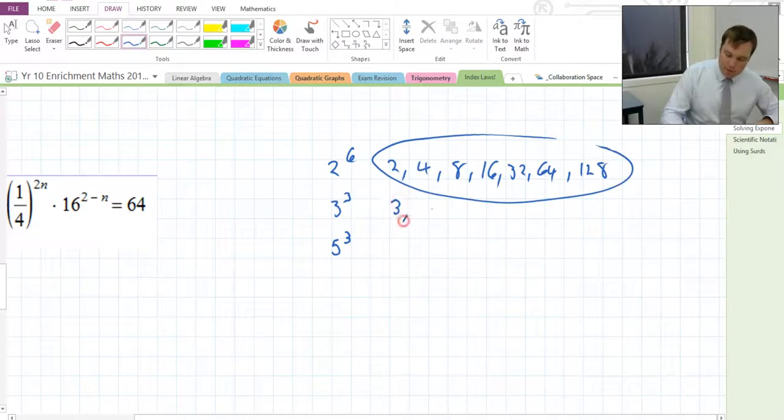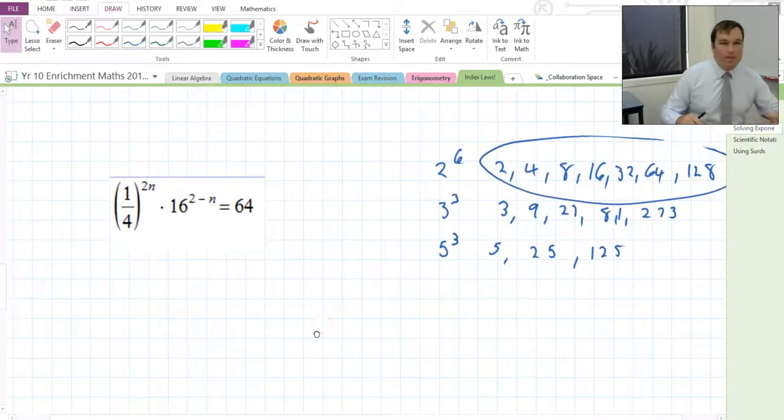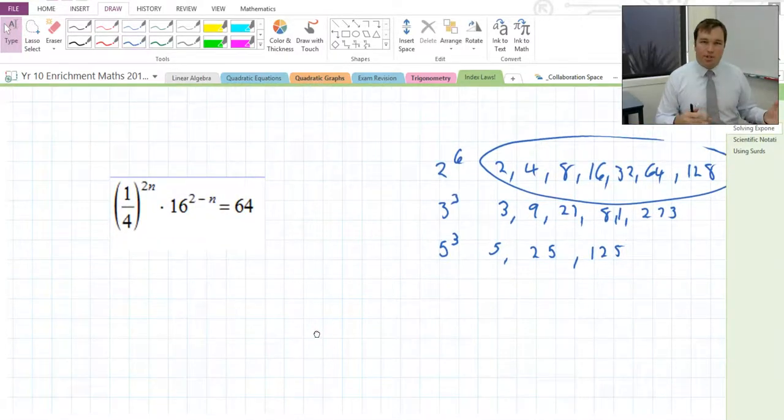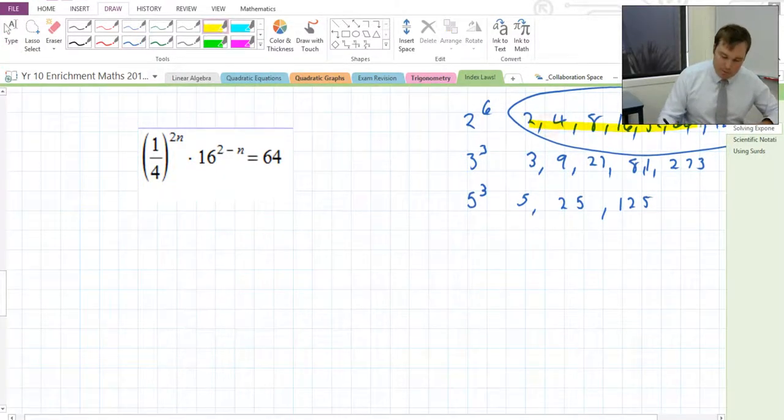Same here with 3, 9, 27, 81, 243. Any of them appear, you should think base 3. 5, 25, 125, think base 5. Now, they're the ones that are most common, but it can be anything and the logic works with everything. Alright, here, since we have a 4, a 16, and a 64, they've all come from here, so let's try and get everything in base 2.